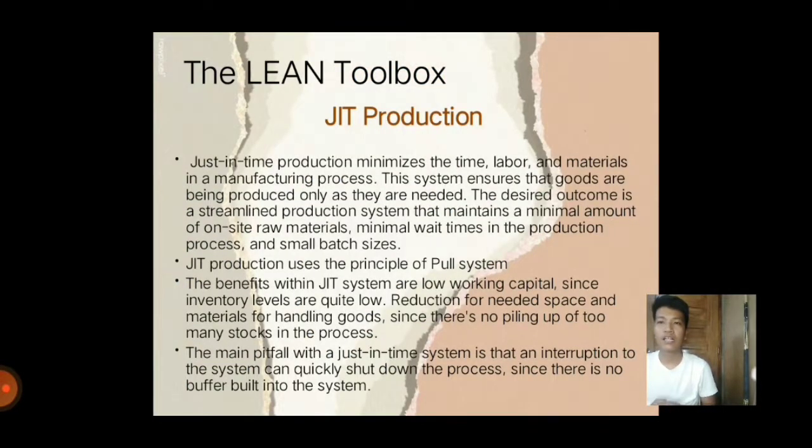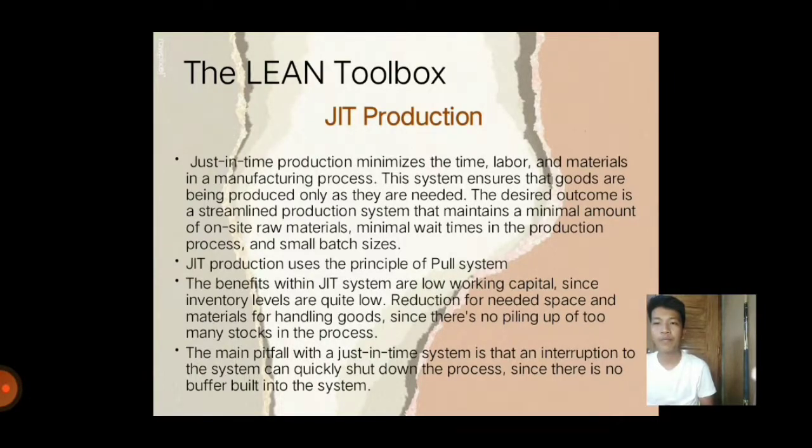Next is the Lean Toolbox: JIT production, or just-in-time production. This is to minimize the time, labor, and materials in the manufacturing process. This system ensures that the goods are being produced only as they are needed. The desired outcome is a streamlined production system that maintains a minimal amount of on-hand raw materials, minimal wait times in the production process, and small batch sizes. JIT production uses the principle of the pull system.